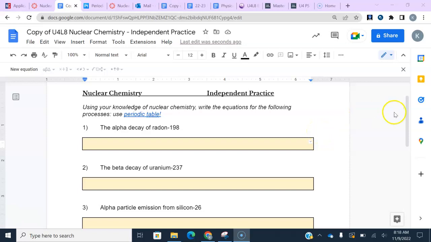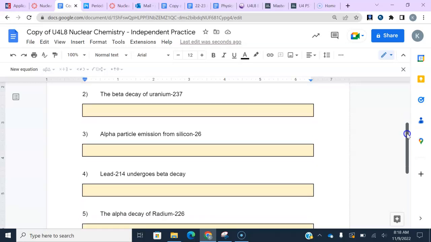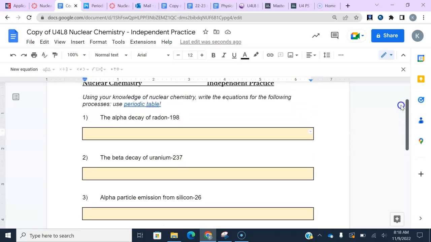Hey guys, welcome back. I'm going to do some examples for you today in your nuclear chemistry independent practice. There are only 5 problems here. I'm going to do the first 2, so you have an alpha example and a beta decay example. And then your last 3, you should just be able to use this video and follow the process step by step to do it.